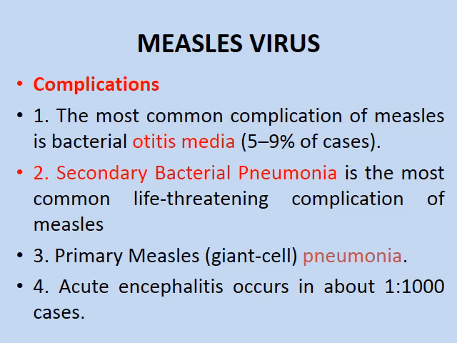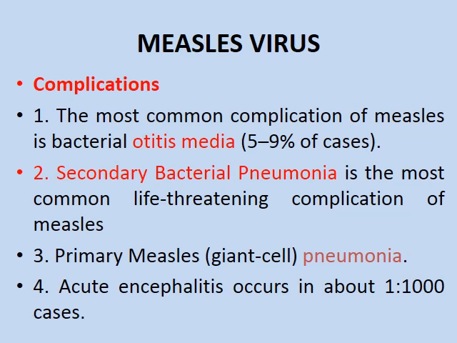Most importantly here, the complications of measles. One of the most important complications is otitis media, like other paramyxoviruses. Then secondary bacterial pneumonia. Why? Because measles suppresses cell-mediated immunity and causes secondary infection. Third, primary measles pneumonia. Measles itself could cause pneumonia, especially in young adults, not in children. Fourth, acute encephalitis.